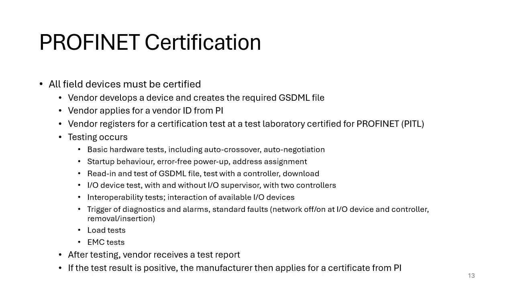certified. So this means that the developer would develop a device and create the GSDML file. And then they need a vendor ID from the PROFINET Institute. Once they've got the vendor ID and they've configured the GSDML file, they will register for this certification test at a test laboratory certified for PROFINET. So there are PROFINET independent test labs. You go to one of those, and then the vendor tests that their PROFINET device is interoperable. There are basic hardware tests such as auto crossover and auto negotiation of the network, typically for half duplex and full duplex and so on.